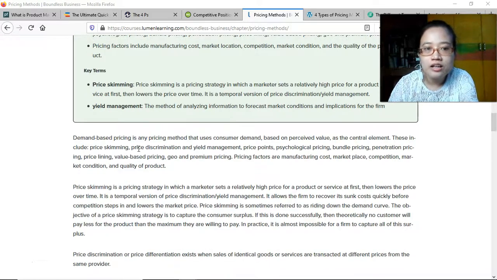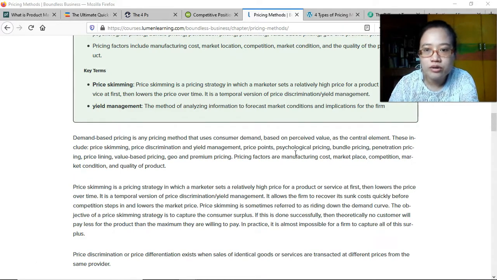Okay. Demand-based pricing is any pricing method that uses consumer demand based on perceived value as the central element. So if the customers think that this product is worth it, that it has its uses, it can be used in their daily lives, and it has its functions that they can take advantage of, then they would want to purchase or avail of the good or service.